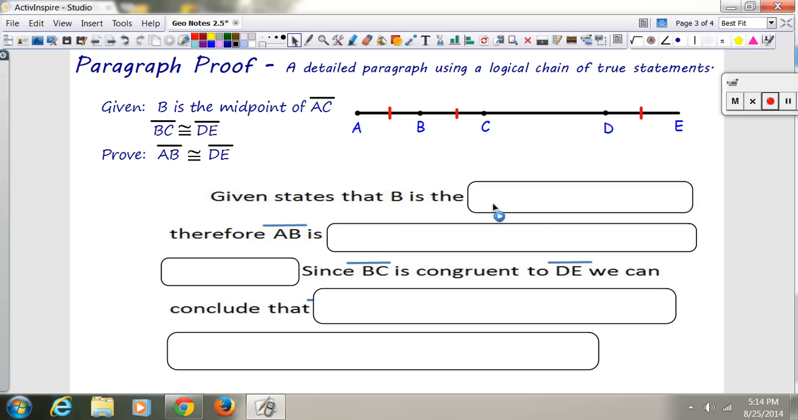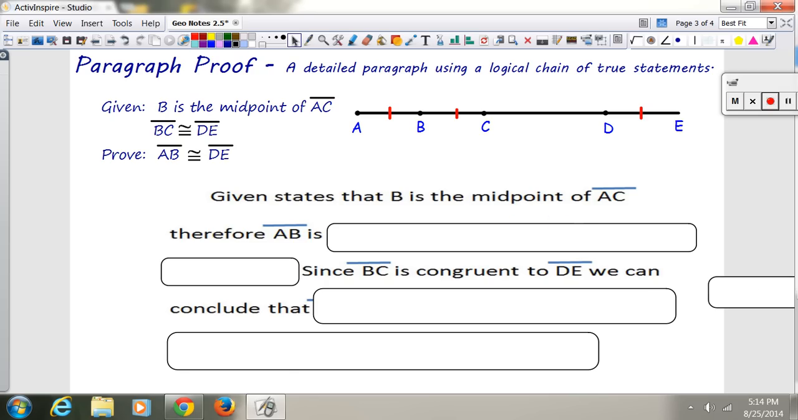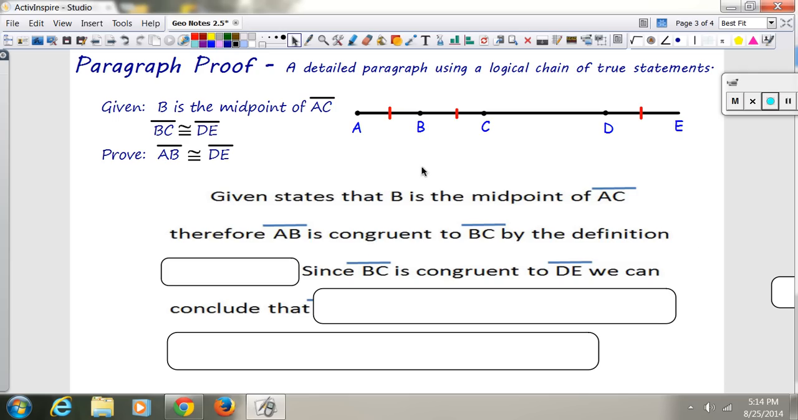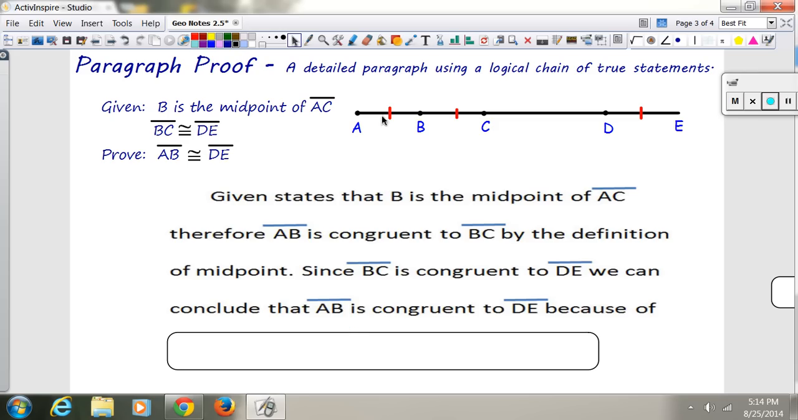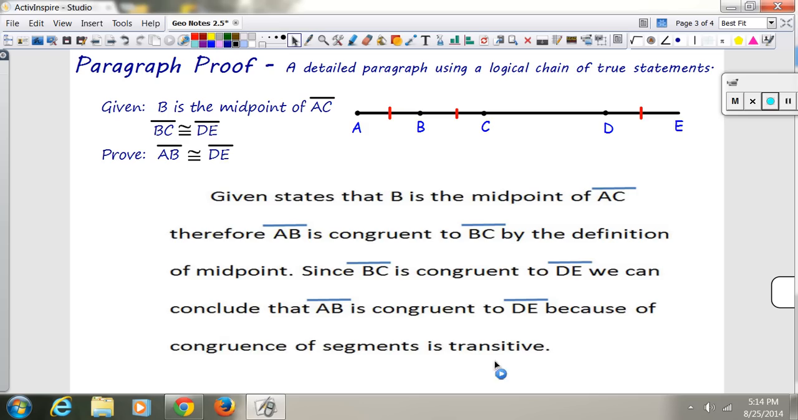Given that B is the midpoint of AC, therefore AB is congruent to BC by definition of a midpoint. Definition of midpoint says it makes two equal pieces. Since BC is congruent to DE, we can conclude that AB is also congruent to DE because of the transitive property. Again, because congruence of segments is transitive.